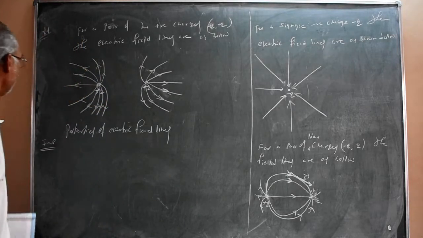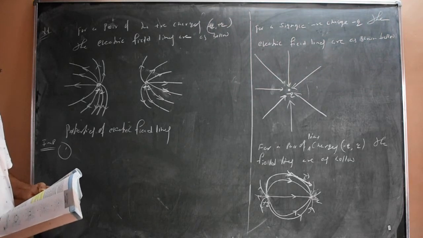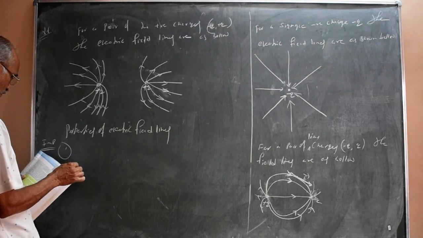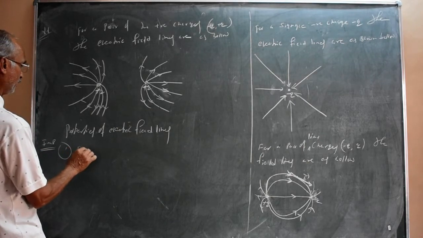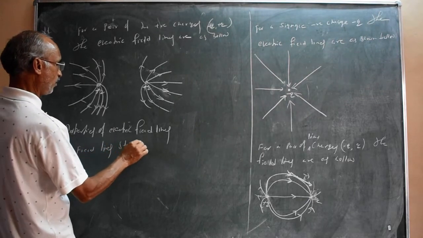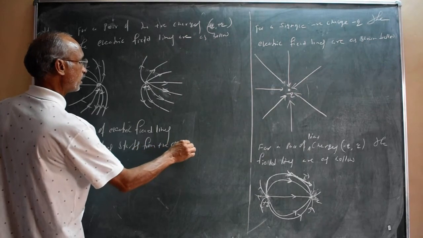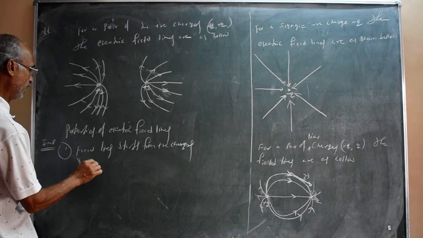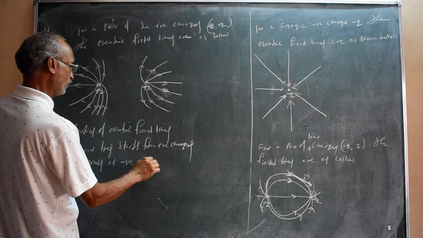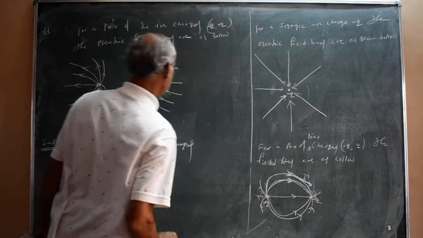Those are the properties. First one, field lines start from positive charges and end at negative charges. Okay, this is the start, plus q, and it terminates at minus q.